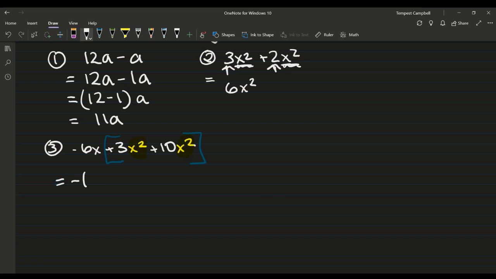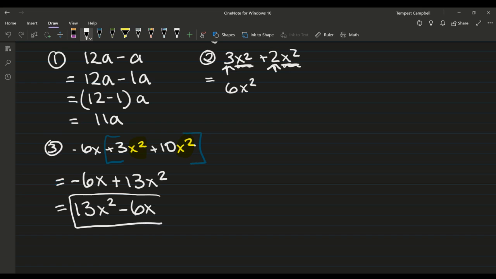So what we're going to end up with is we keep our negative 6x in the front. We have a positive 3x squared plus 10x squared. So we're going to have a positive 13x squared. Okay, and we're going to rewrite this so that it's proper form. So we're going to have 13x squared minus 6x. So that is going to be our answer.